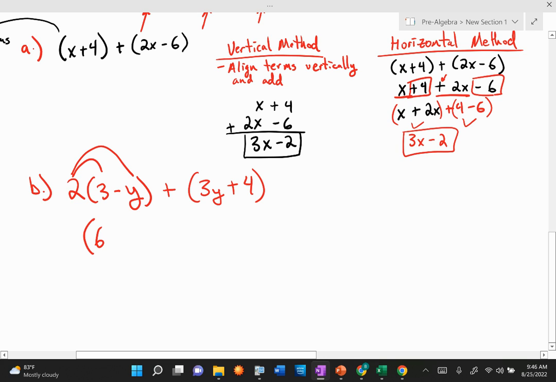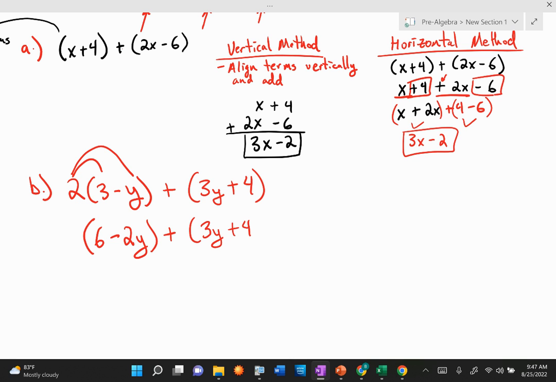Okay. 2 times 3 is 6. Okay. So we're starting a new factor. We are starting a new factor. Okay. What is 2 times negative y? Negative 2y. So now this is our factor. Okay. So now we have 6 minus 2y plus 3y plus 4.